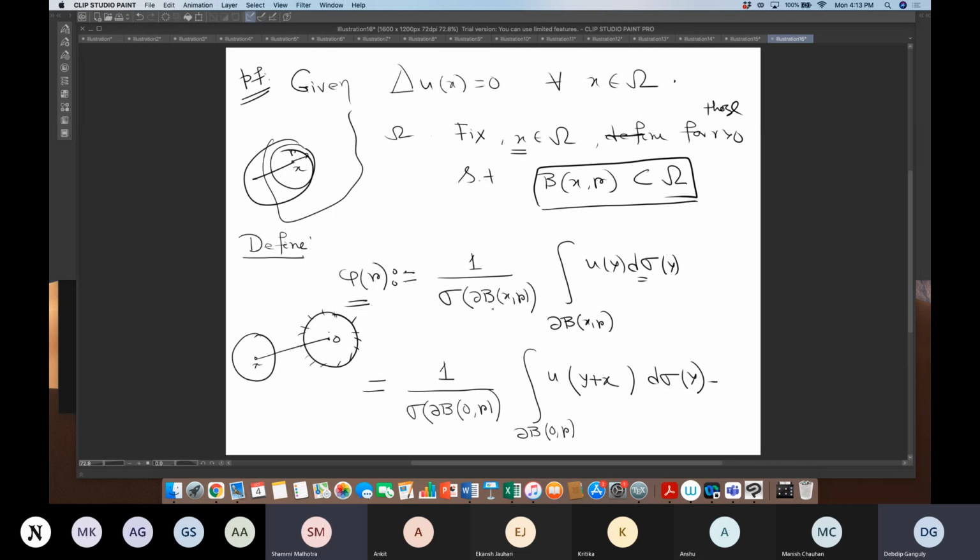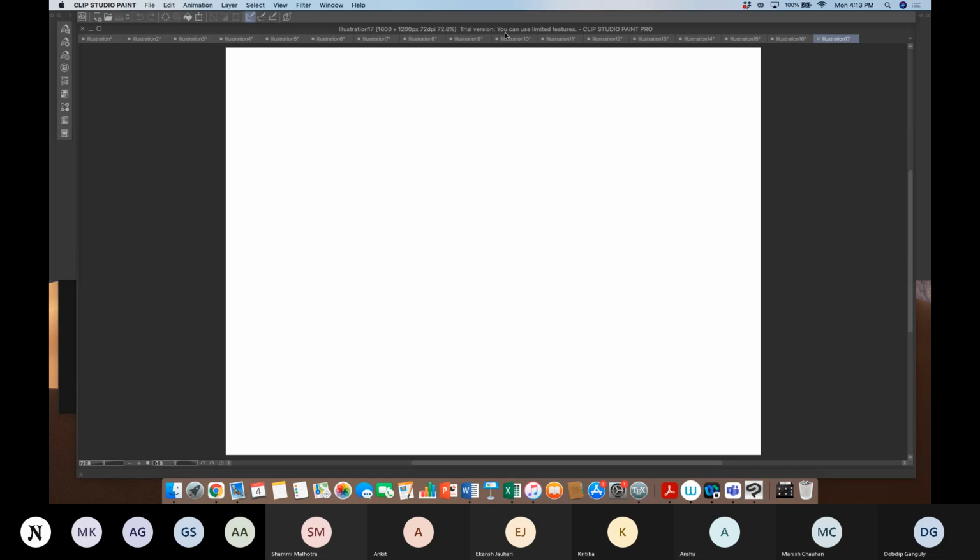The Lebesgue measure of the surface of the ball is equal to the Lebesgue measure. Okay, good. So what I have now, phi of r is 1 by sigma of del B(0,r). So this is clear. Please ask me question if you are not clear to this.